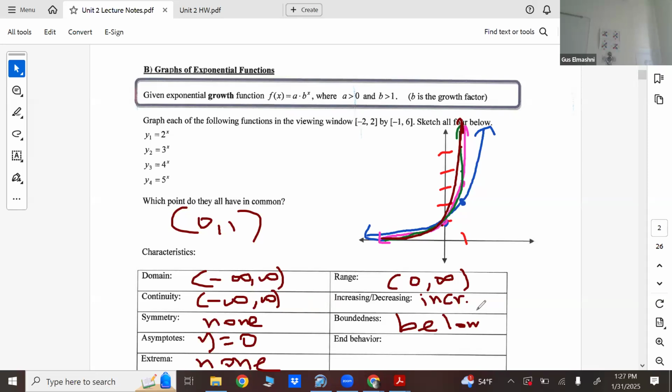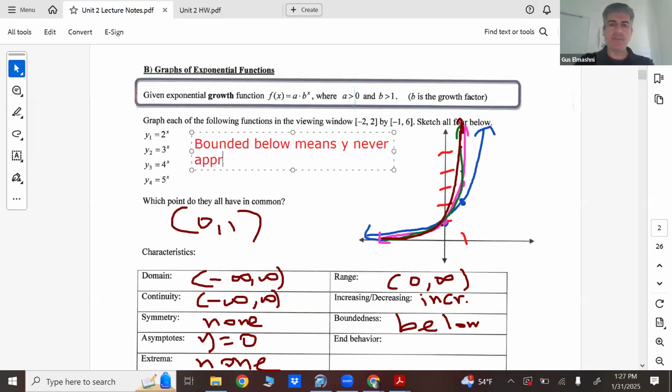So let me define boundedness for you guys. Doesn't it go down forever, because it's getting a little bit smaller? It's not going towards infinity. That's what boundedness is about. So to be bounded below means y never approaches negative infinity.